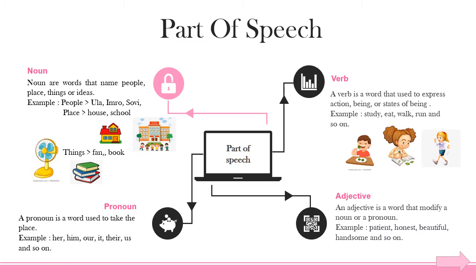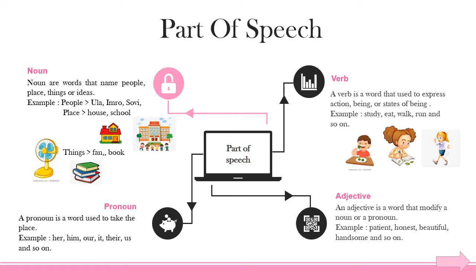The second is verb. A verb is a word that is used to express action, being, or states of being. For example, study, eat, walk, run, and so on. The third is pronoun. A pronoun is a word used to take the place of a noun. For example, her, him, our, it, their, us, and so on.